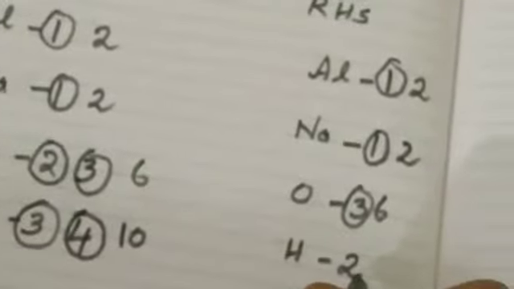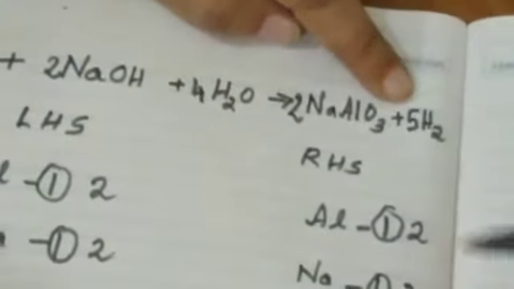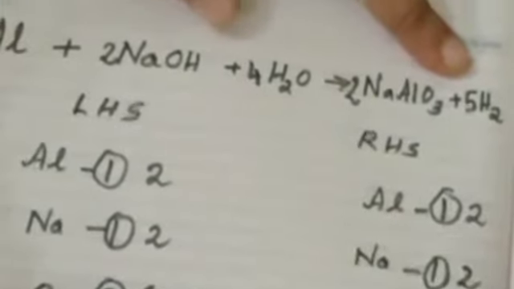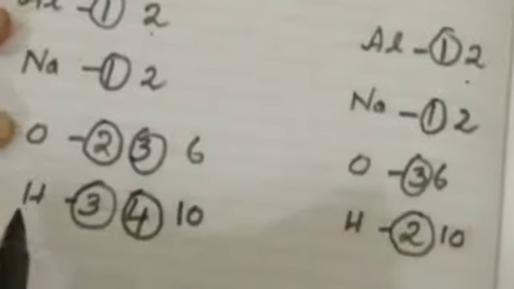On this side, only 2 hydrogen atoms are there. So to make it 10, what will you do? Multiply this one by 5. If you put 5 here, 5 2s are 10. Now compare both sides. Aluminium here 2, this side also 2, sodium 2, here also 2, oxygen 6, this one also 6, hydrogen 10, here also 10. Now 2 2 6 10, 2 2 6 10.